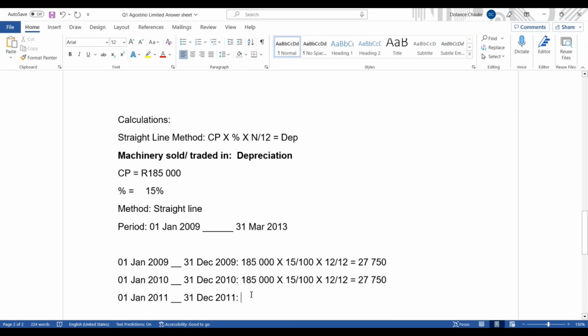You're still going to say how much is the cost price? It is 185,000. Then you multiply by 15. You divide by 100. And then you multiply by 12 over 12 because it's the whole year. So it's 12 months, right? And then nothing will change. It's still going to be the same.